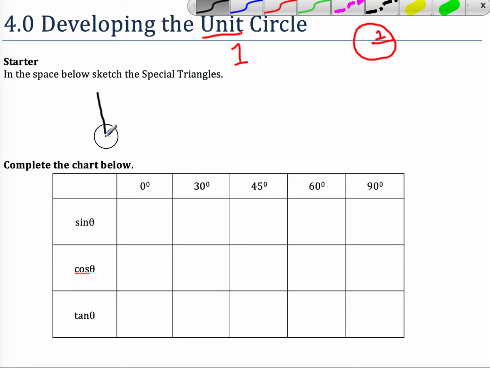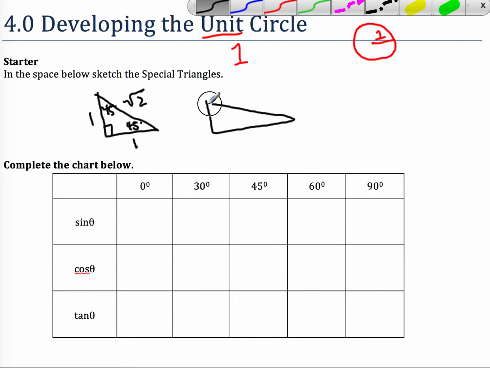So we have a 45, 45, 90. That's one special triangle. And these have lengths of 1, 1, root 2. Then we have our 30, 60, 90 triangle with a special relationship. And I always like to think, I know it's got a 1, 2, 3 relationship. And the longest leg, it's got a 1, 2, root 3 relationship.